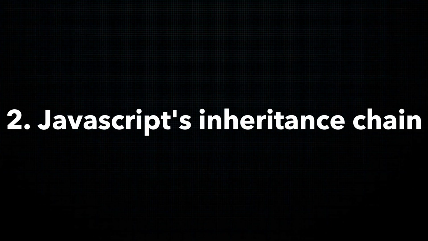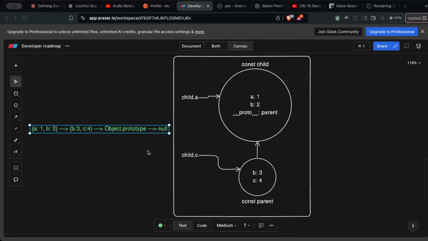JavaScript's inheritance chain. Each object in JavaScript has an internal link to another object called its prototype. When trying to access a property of an object, the property will not only be sought on the object, but also the prototype of that object, and so on until the match is found or the prototype chain has come to an end. Let's look at an example.